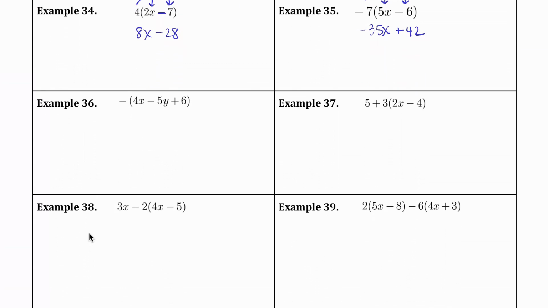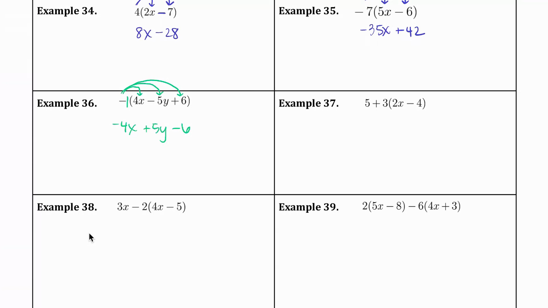Okay, look at example 36. There's just a negative on the outside. So if you only see a negative on the outside, it's understood that there's a 1 with that. So we have negative 1 times each one of these. We get negative 4x. Negative 1 times negative 5y is positive 5y. Negative 1 times 6, negative 6. We stop there because we have no like terms.